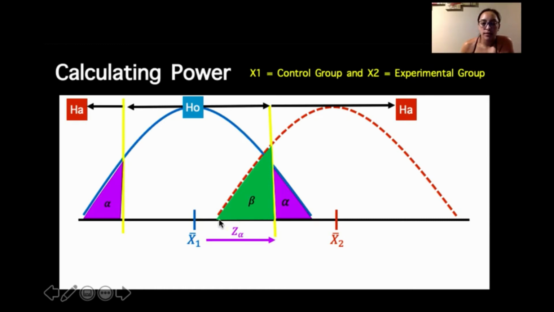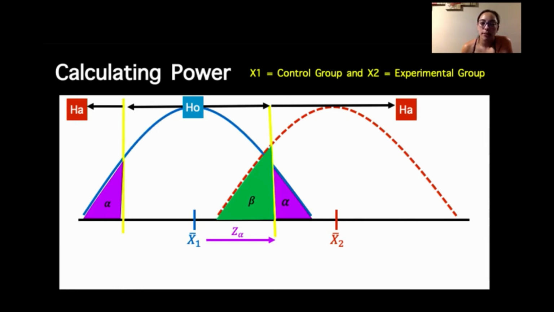Beta is the opposite. So right in this area, we have the probability that we are going to accept the null when the null is false. Okay, so you can see out here where this sample mean landed, we should reject the null, right? But this beta is the probability that we would have accepted the null because it's within these two yellow boundaries, right? Probability we would have accepted the null when the null is actually false.